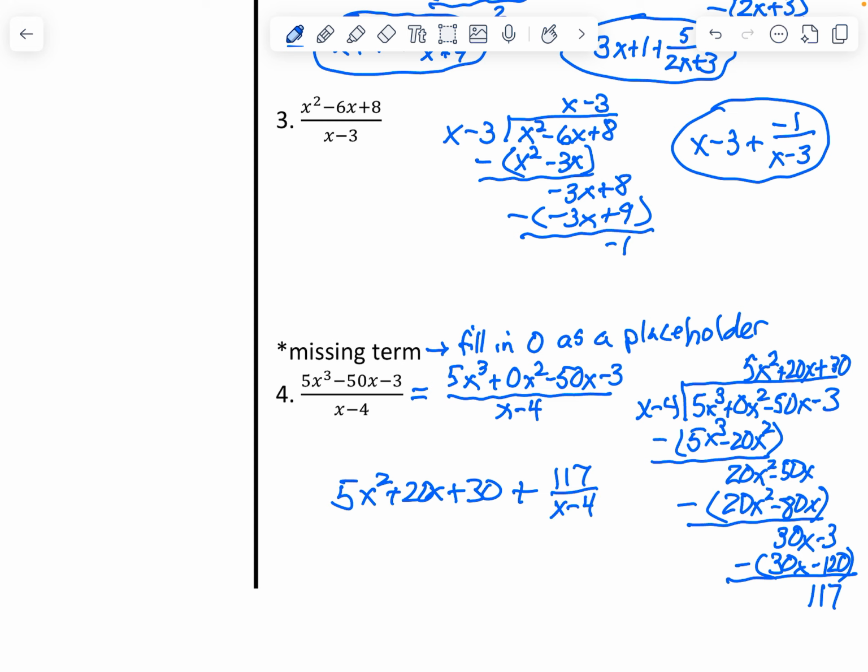So our objective was to be able to divide polynomials using polynomial long division. Follow this process to set it up, to work through the problem until you get your quotient and your remainder, and then set up the final answer as your quotient plus the remainder over the divisor.